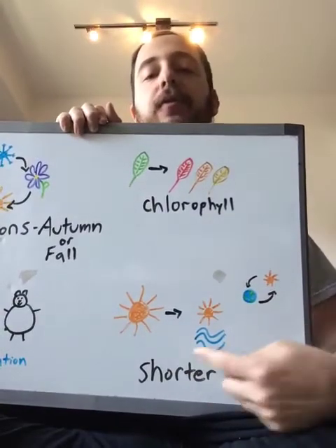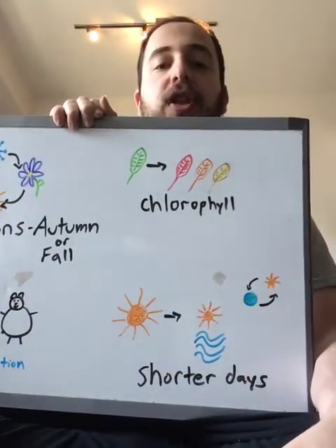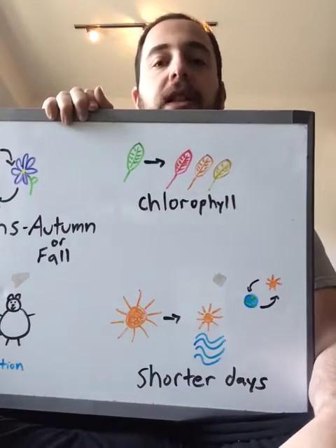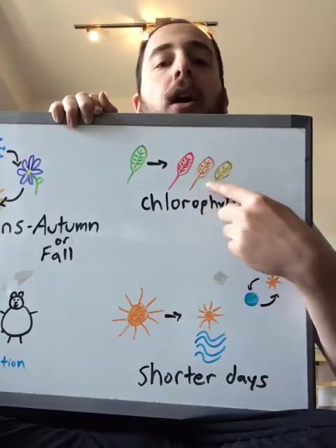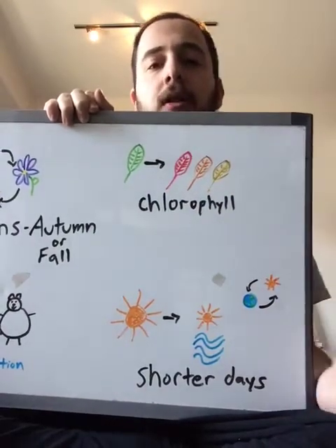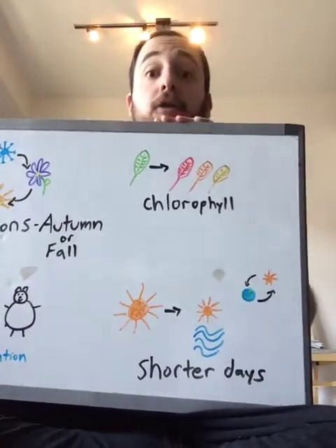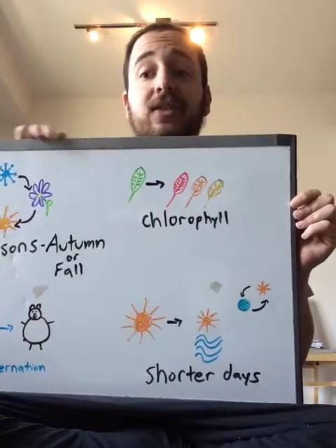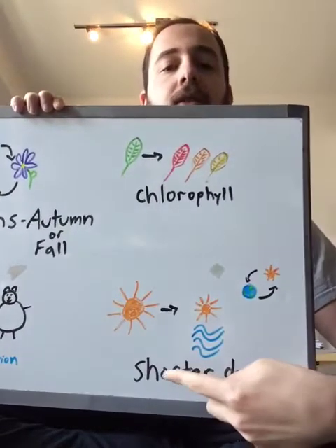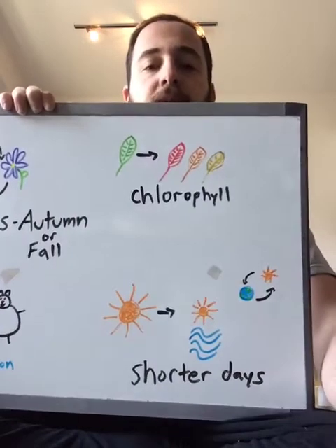Now, because of the shorter days, leaves start to change color. So have you ever noticed in the autumn time, green leaves turn to red and orange and yellow and brown? All these different colors of leaves. Did you ever know why or how that happens? So it is related to shorter days in the autumn time.